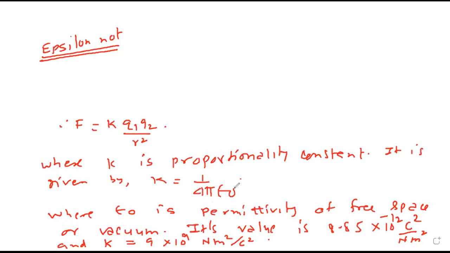What is K? 1 upon 4 pi epsilon. And its value is how much? 9 into 10 raised to 9. And epsilon is called as what? Permittivity of free space or vacuum. Its value is 8.85 into 10 raised to minus 12. These values you have to memorize. Still any doubt? Please copy till end.